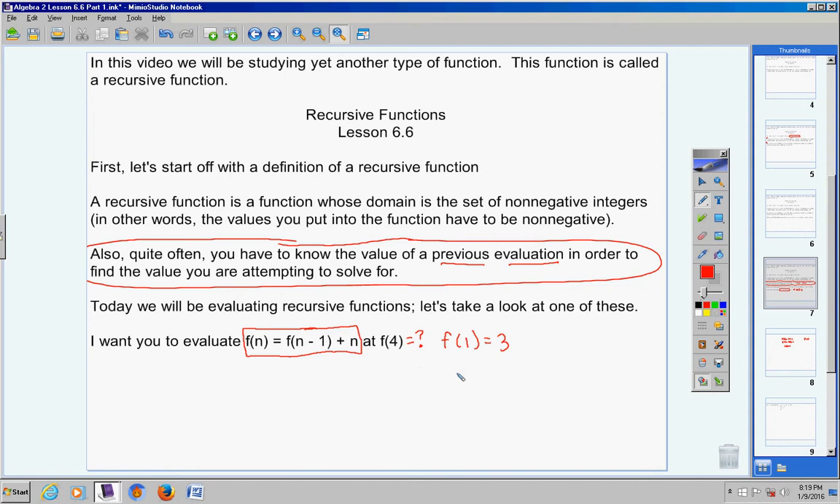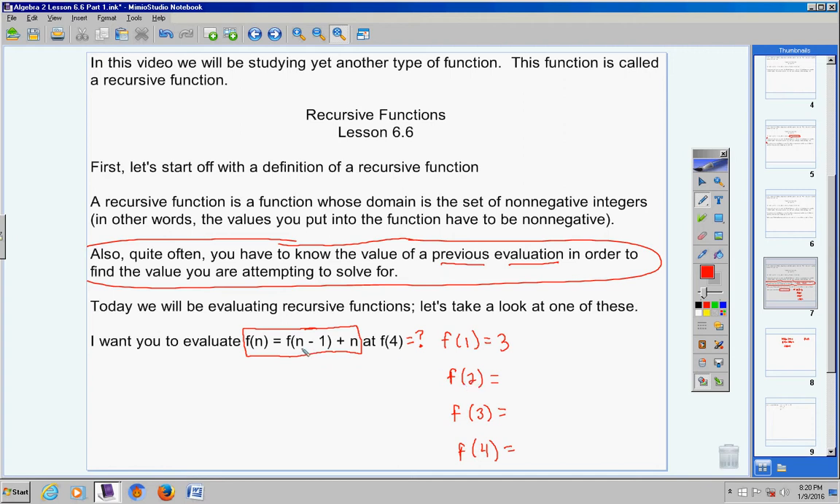So if f of 1 equals 3, let's work our way up to f of 4. Just watch and see if you figure this out. I already showed you I can't find f of 4 unless I know f of 3. And I can't find f of 3 unless I know f of 2. So I've kind of got a problem here, so I'm going to start. I know what f of 1 is. So let's go next to f of 2. So I'm going to evaluate this function at f of 2. Now, Mr. Earhart, why would you do that? We're trying to evaluate this function at f of 4. I know, but we can't do that unless we find some other values. So let's start at f of 2.